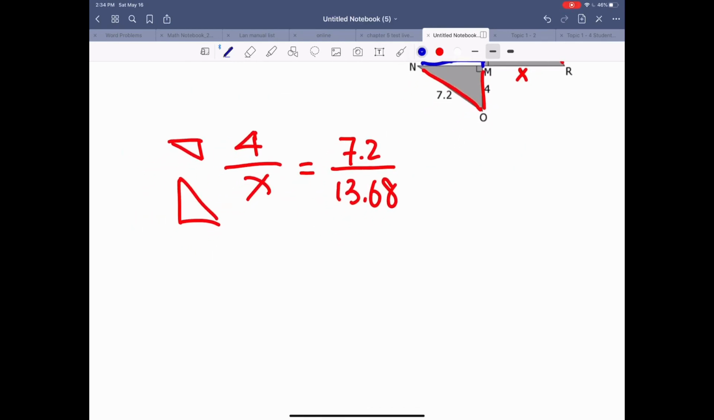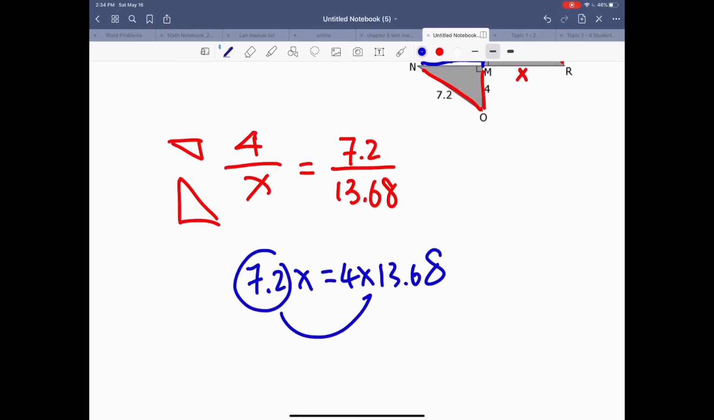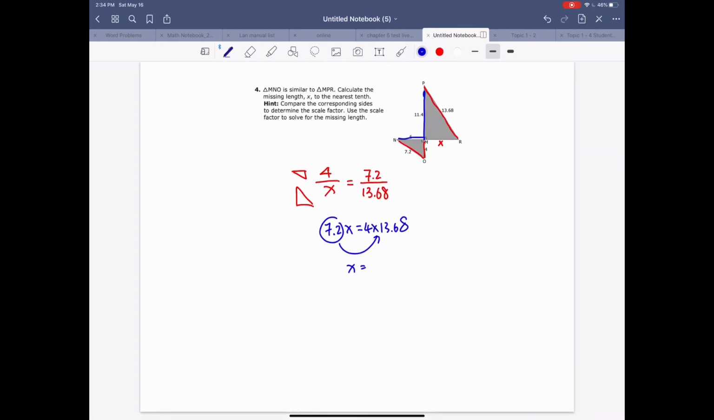Then solve it. How to solve it? Just cross multiply. Then move 7.2 to the other side by dividing, and you get the answer. Cool. So I think that's it. Good luck.